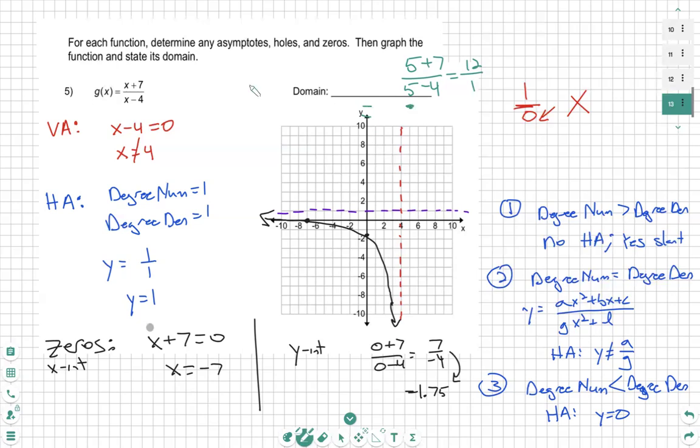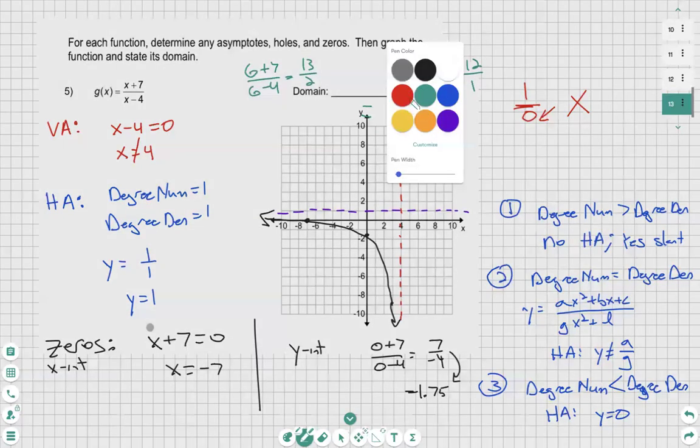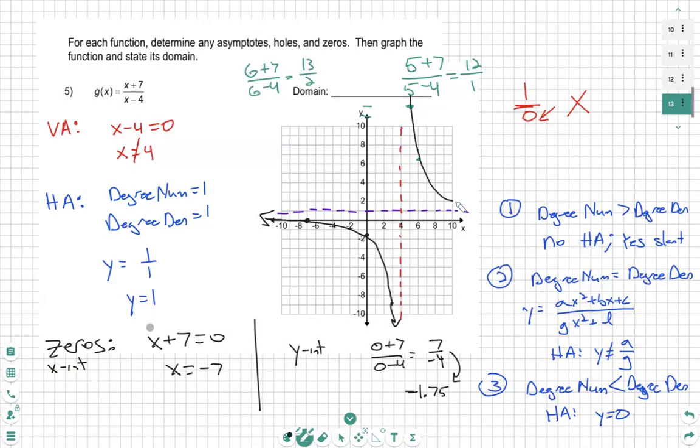And then let's plug in another one. We get 6 plus 7 over 6 minus 4, 13 over 2, right? Which is going to be 6.5. So at 6, we're going to go to 6.5. And we can see that this side of the graph is going to connect this way. And thus, we have our graph.